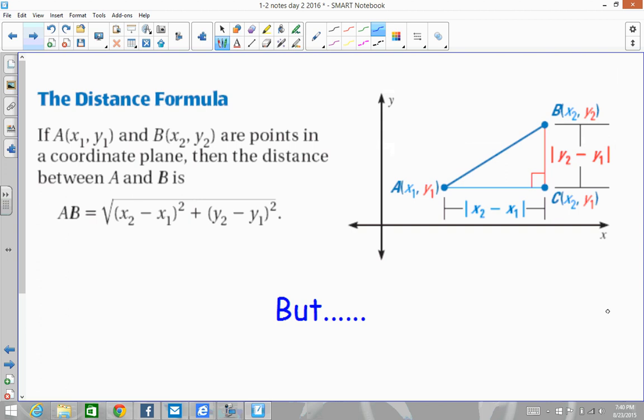All right, so distance formula. Here is the distance formula. You can pause the video and write this down if you'd like. I'm never going to make you use it in my class, because there's a lot of easier ways to do this, okay? But this is the formula.